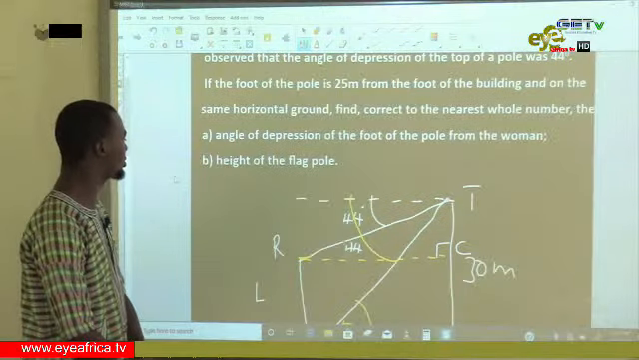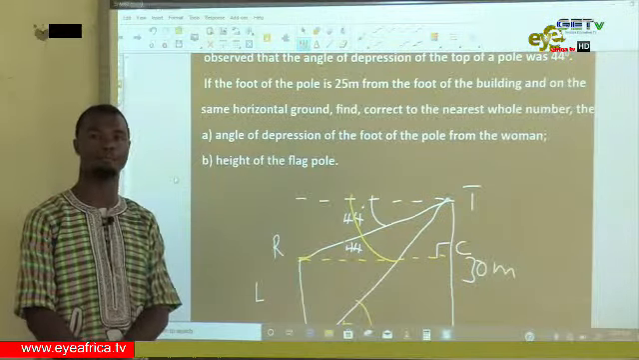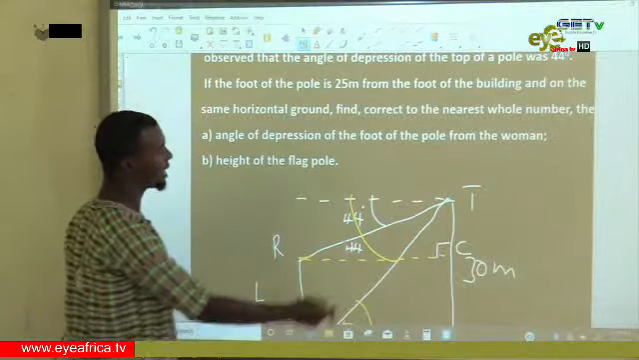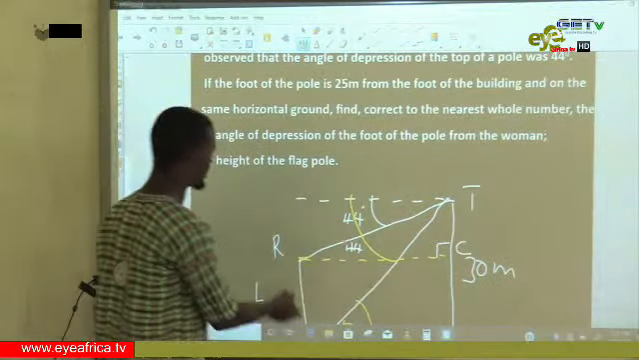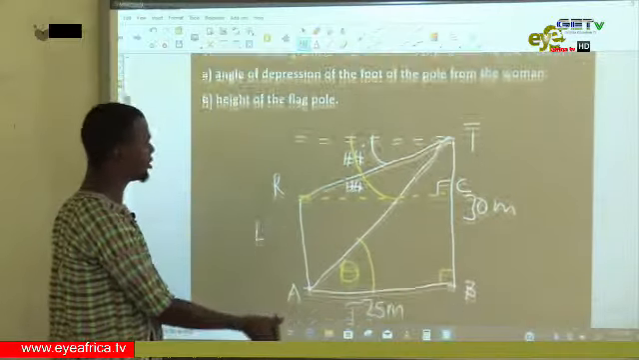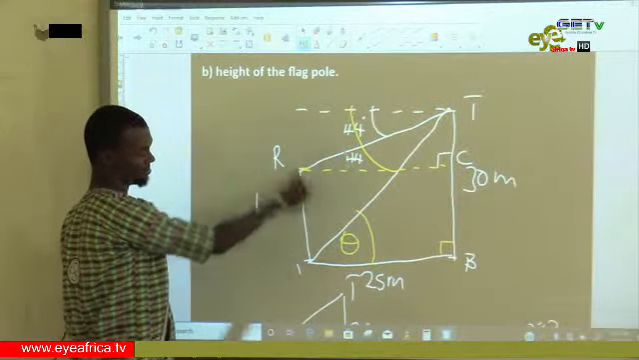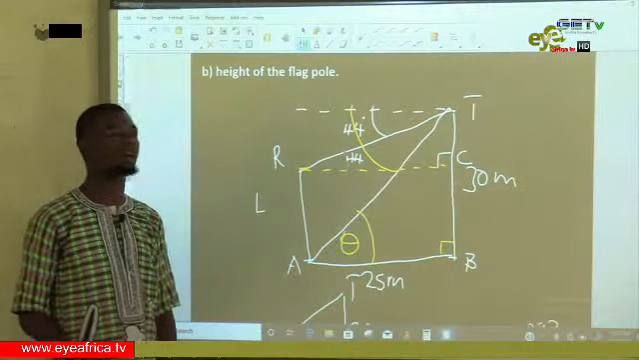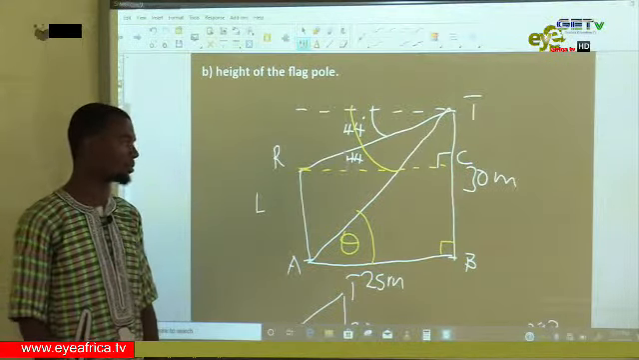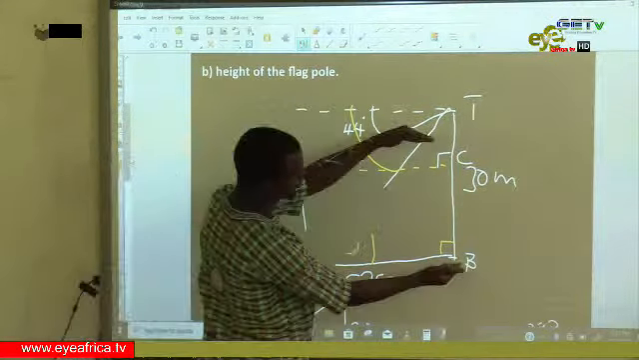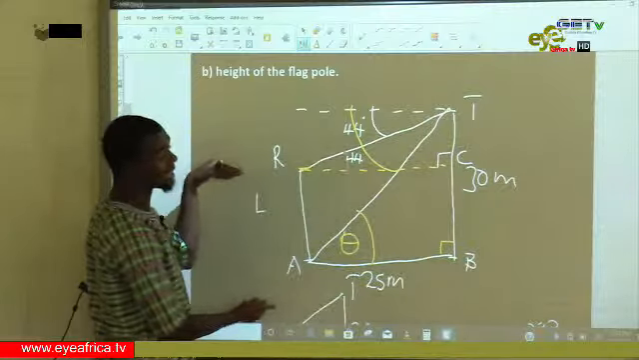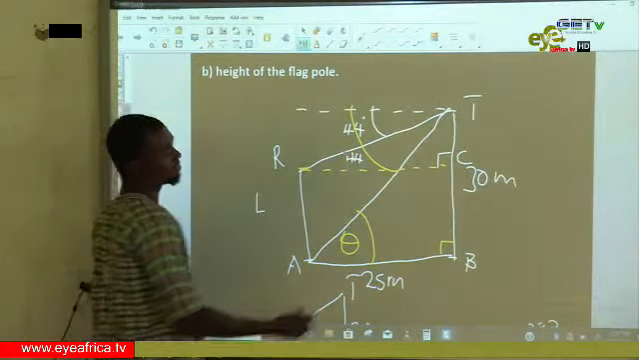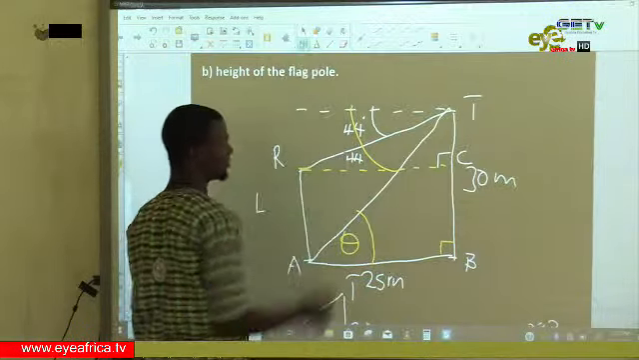B part of the question says height of the flagpole. In the diagram, the height of the flagpole is RA. It is the height of our flagpole. How do we find the height of the flagpole? I told you before, BC is equal to RA, the height of the flagpole. What do we need to find? We use a right angle triangle.